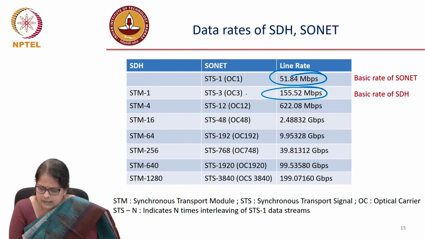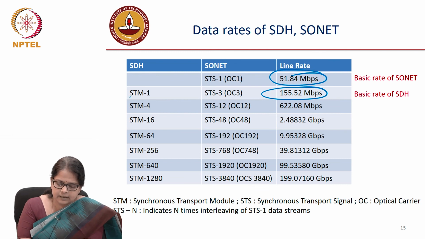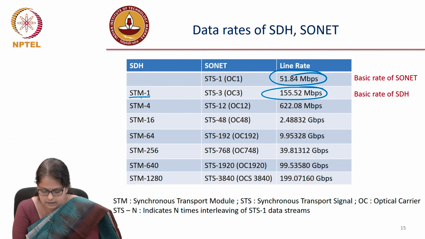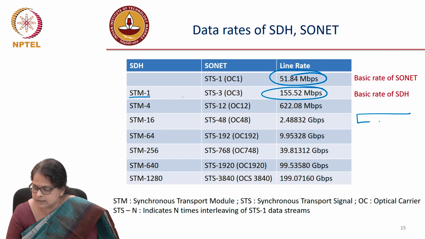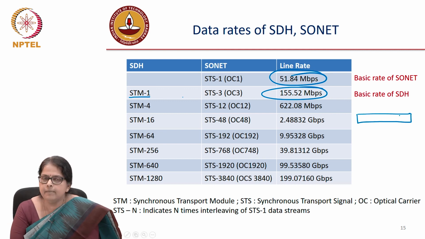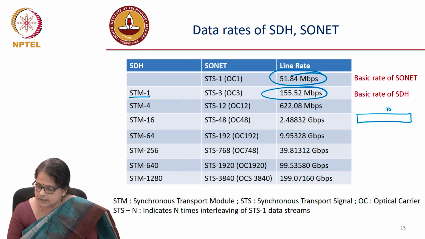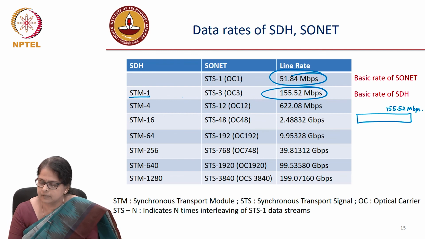And that is referred to as either STM1, which is Synchronous Transport Module 1 in the SDH standard, or in the SONET standard it's called STS3. STS indicates Synchronous Transport Signal. These are different names, but both of them essentially mean that there is a frame and this frame has data at the rate of 155.52 Mbps. Okay, so this is the basic rate.